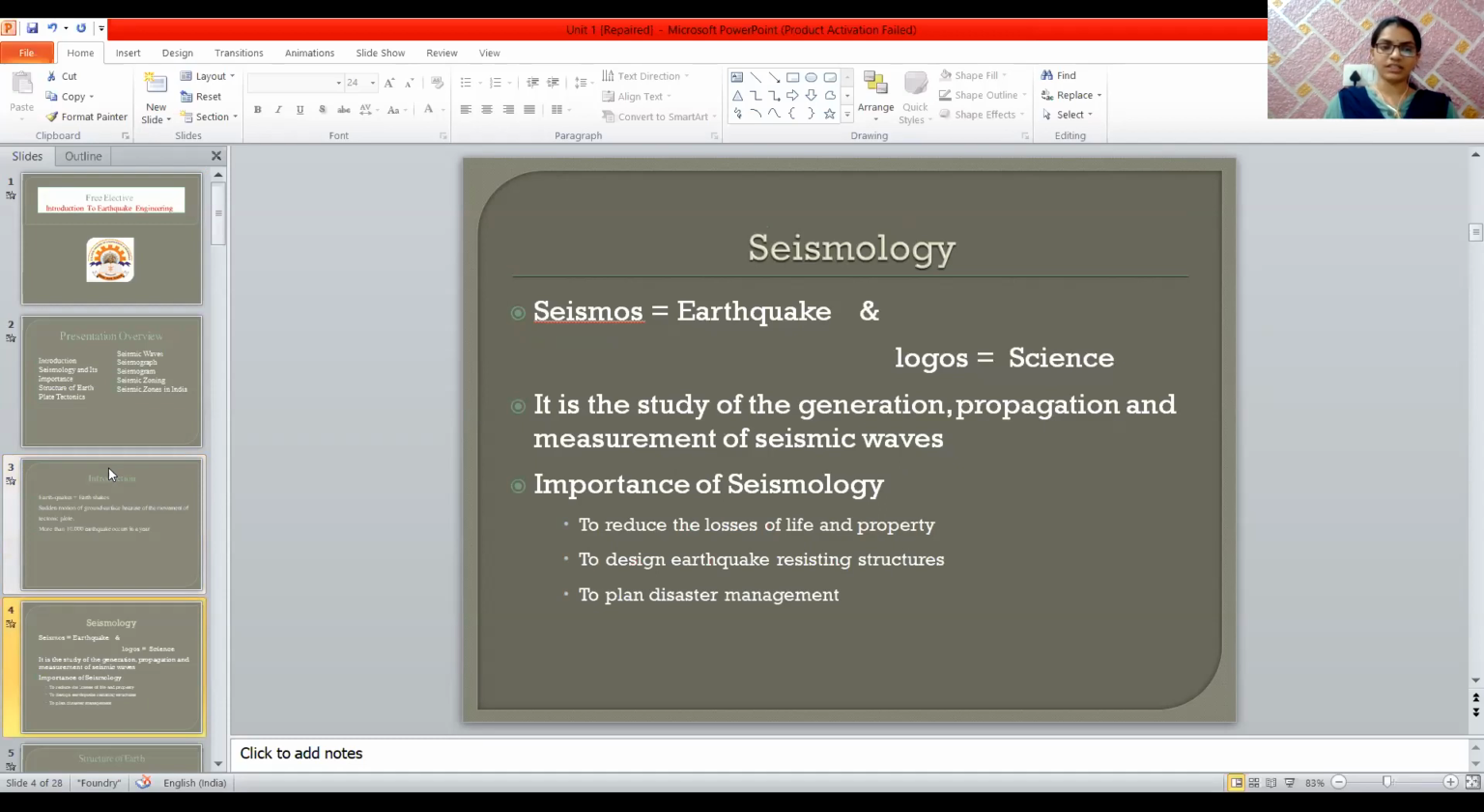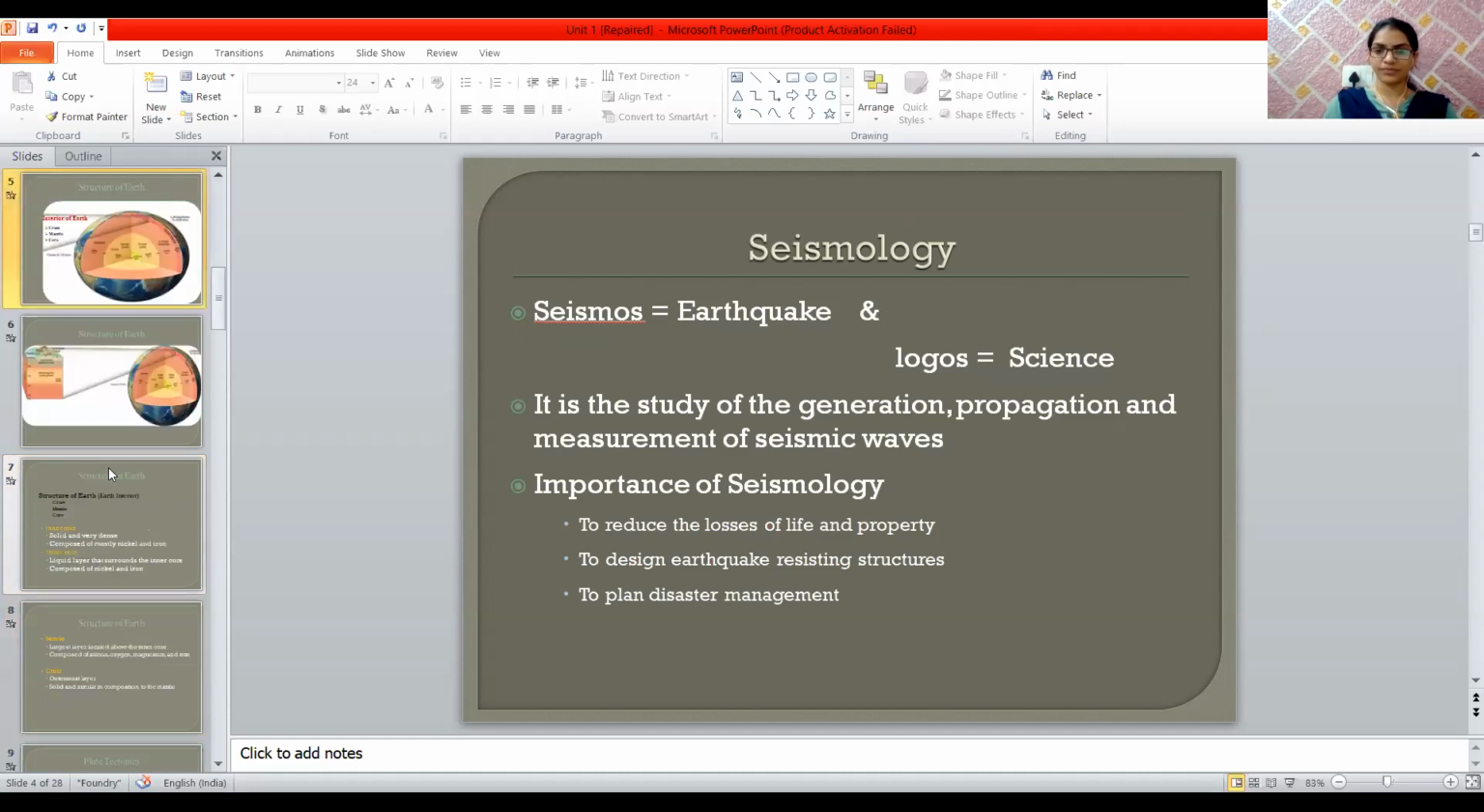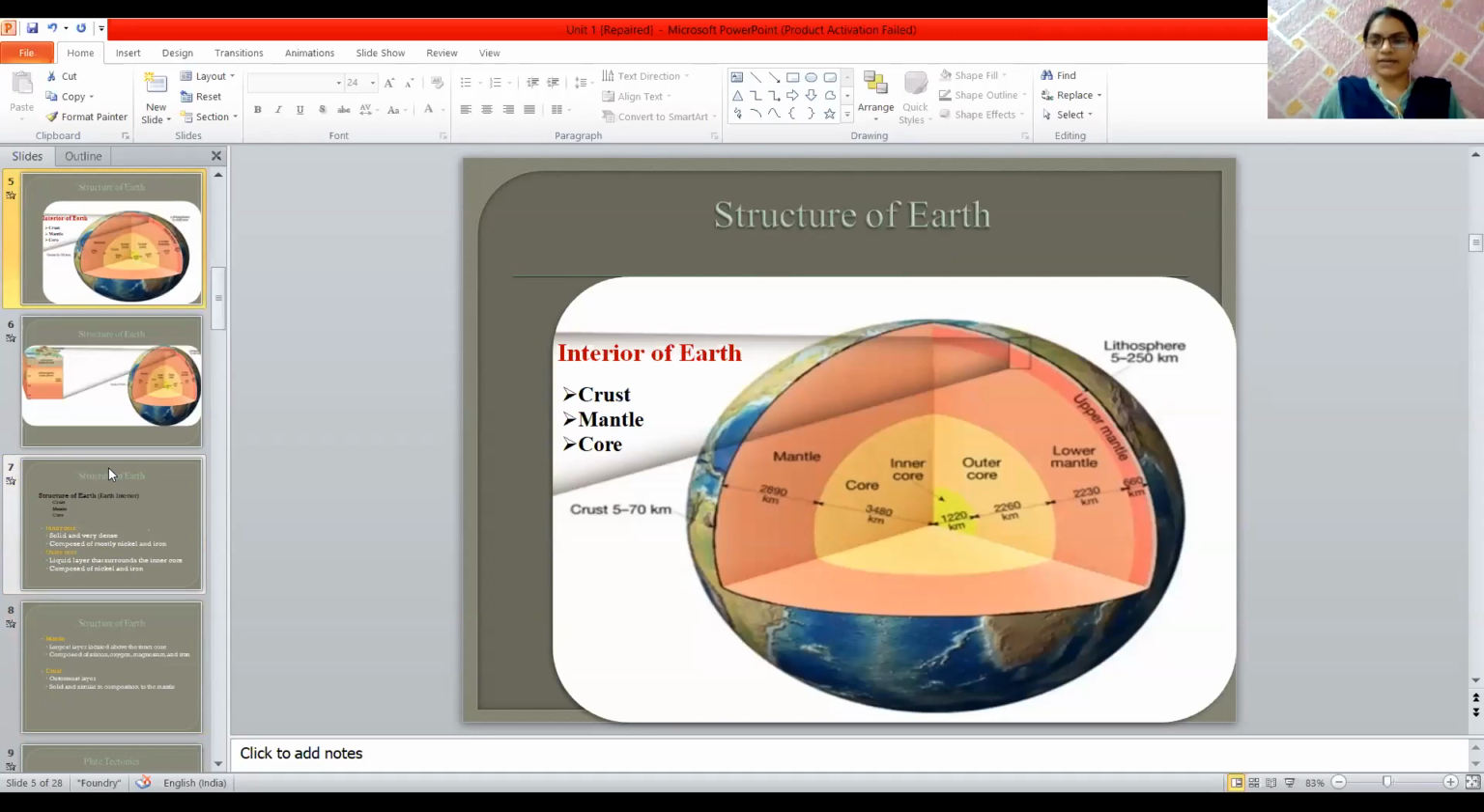Next topic is to study the innermost part of the earth, or structure of earth. There are three layers of the earth. In this diagram, we are seeing three types of parts under the ground. First, crust, which is the topmost part of the earth. Next, the middlemost part of the earth is the mantle, and the innermost part of the earth is the core. The core is divided into two parts: inner core and outer core.